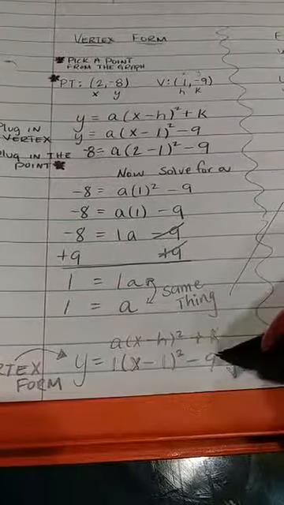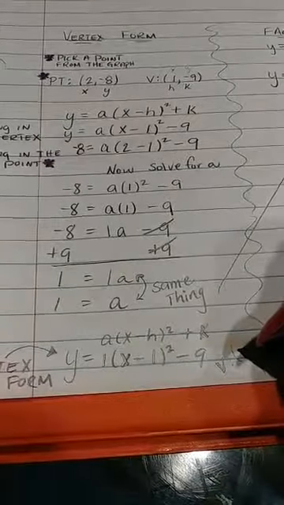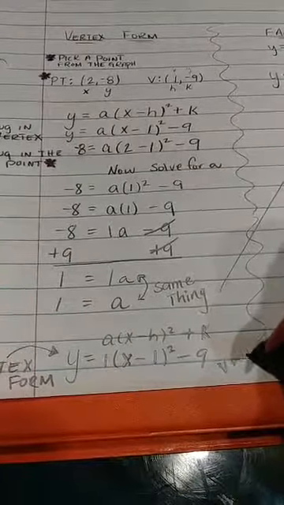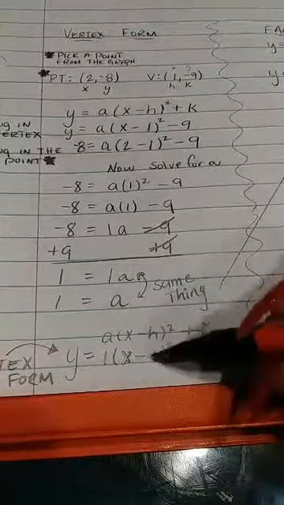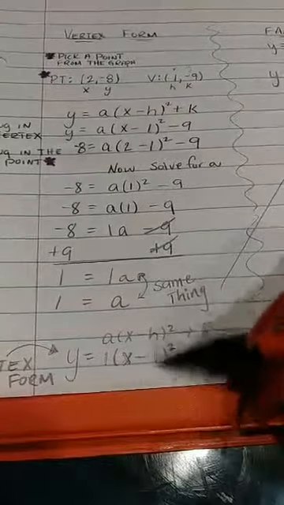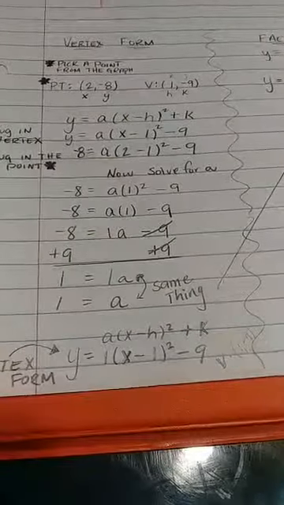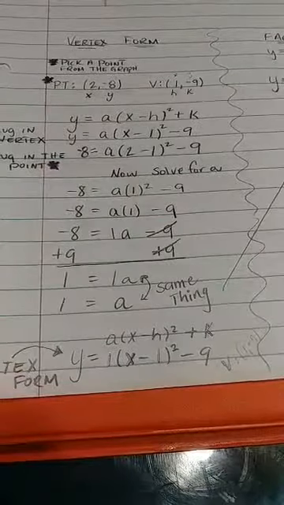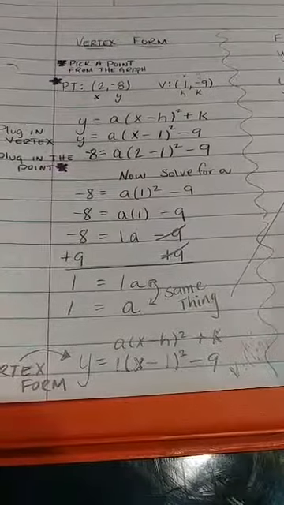Positive 1, negative 9, or negative 1, negative 9? Positive 1, negative 9, because it's always going to be the opposite for the x, or the number that's inside of the parentheses with the x, which is what we call the what now? The h. So this is h, and this is k.